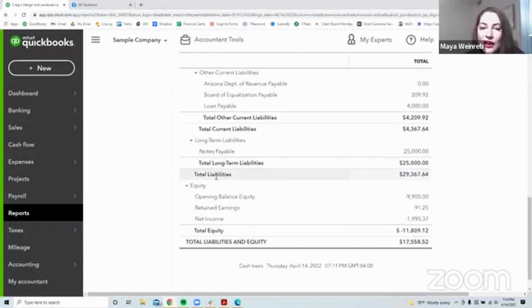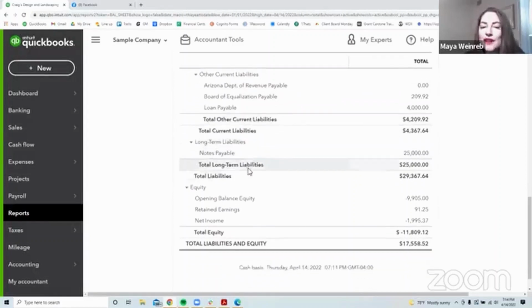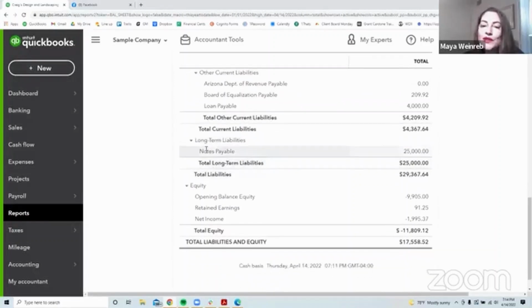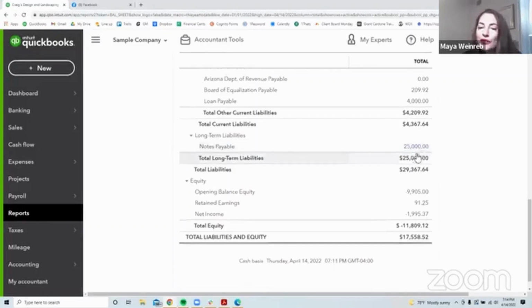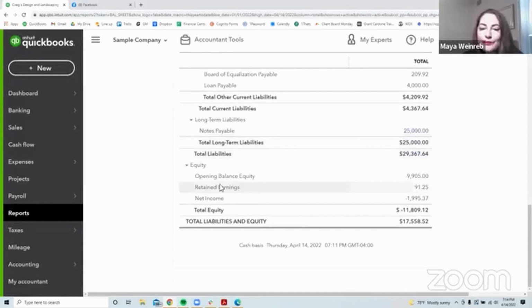Now, those are current liabilities. Now he's got long-term liabilities. So this is a longer loan. For instance, a lot of you took out EIDL loans. They were super low interest, large amount of money that you could get. So he took out a loan for $25,000. He makes a $100 payment a month or whatever it is.